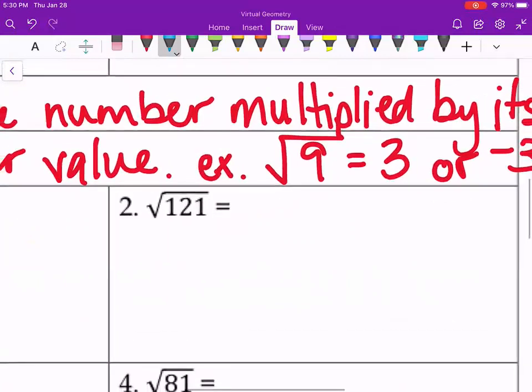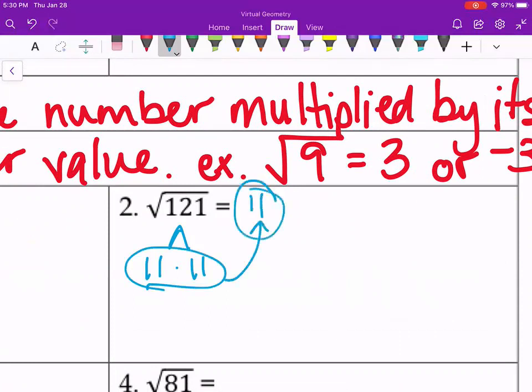Let's try another one, 121. The only numbers I can use to multiply together and get 121, besides 1 and itself, is 11 times 11. And again, there's another pair. So I only need to bring out a single 11. And there's nothing else I need to break down at the ends of those branches. And that's why it's called the factor tree, because those pieces branching off from the 121 are the branches of my factor tree.